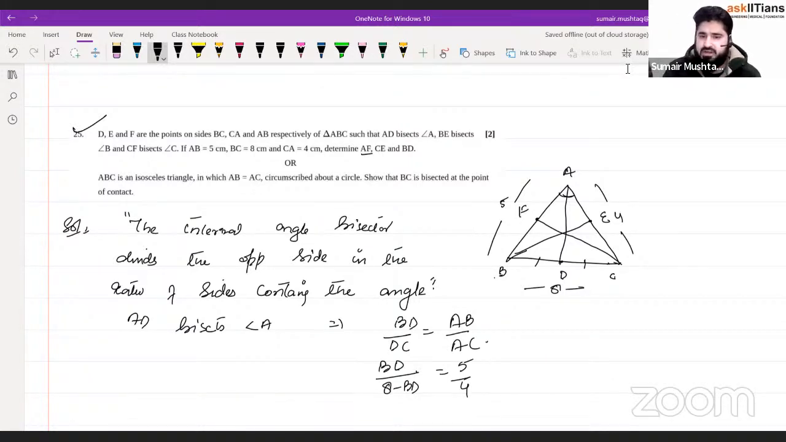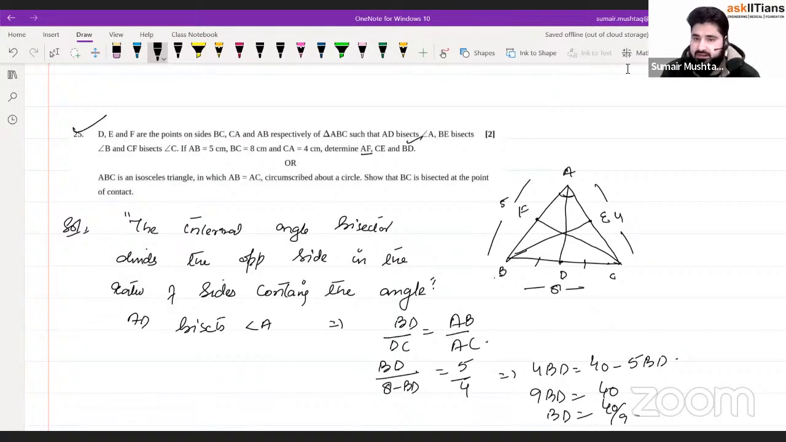This is 4 times BD is equal to 40 minus 5 times BD. Is that so? This will turn that side. So 9 times BD is equal to 40. So BD is equal to 40 over 9. Okay, so this is your BD. Same is the case for how you will get AF.